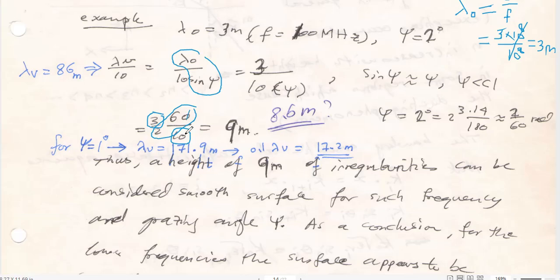You take it out with the 0, and this is 6 over 2 is 3, 3 times 3 is 9 meter. At this frequency, 100 megahertz, even a large vertical variation in the surface of the Earth of 9 meter is considered to be smooth. After 9 meter, it is rough. Lower than 9 meter, variation is considered to be smooth.